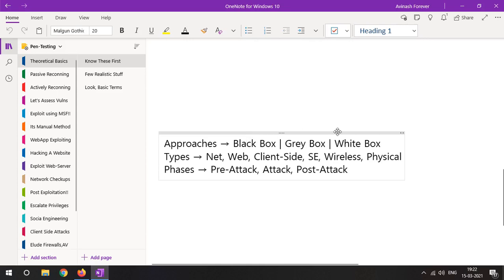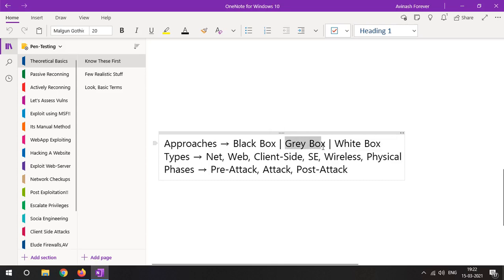There are basically three main approaches in which a pen test can be conducted. The first one is black box. Black box is basically doing a pen test in a situation where you don't have any prior information about the target or even any kind of access. So it's very similar to real world hacking. It's known as the best approach for doing pen testing.